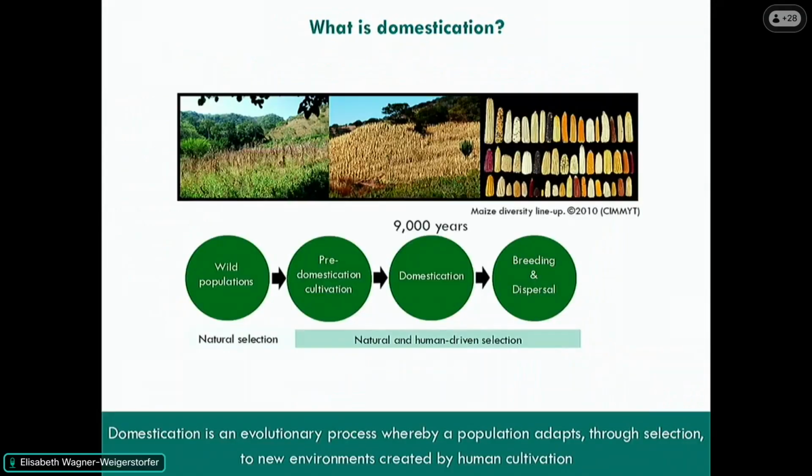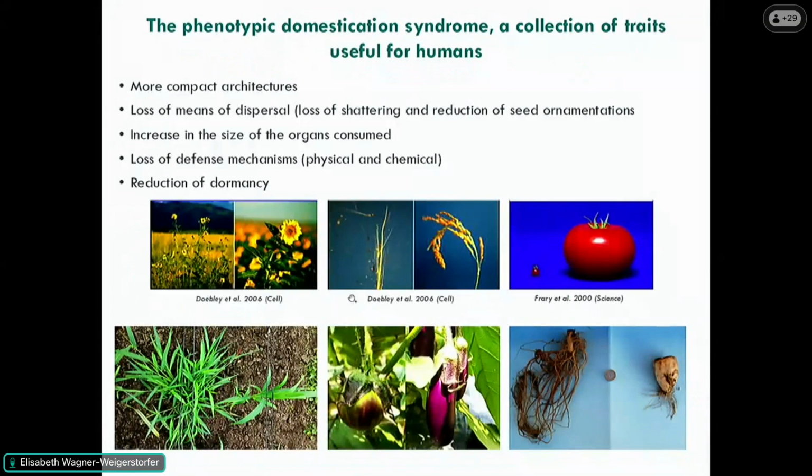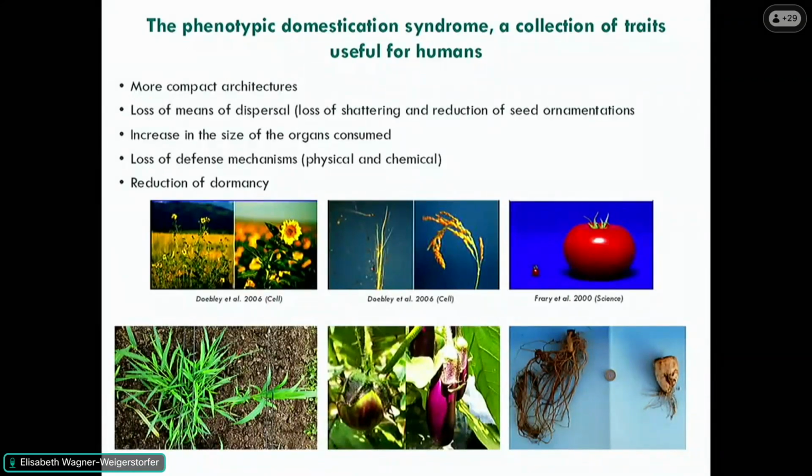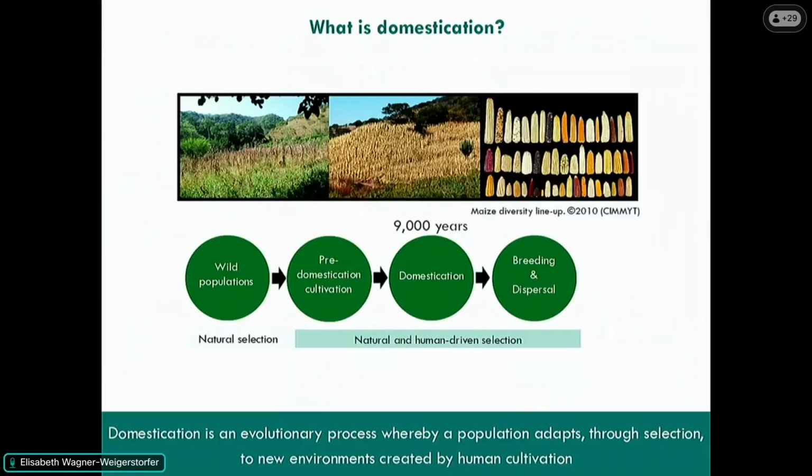So first of all, what is domestication? Domestication can be defined as an evolutionary process whereby a population adapts through selection to new environments created by human cultivation. So everything basically starts with wild populations evolving in their natural habitats under natural selection. And sometimes in the past, those wild populations were put into cultivation. They were domesticated. So that occurred around 9,000 years ago in Mexico.